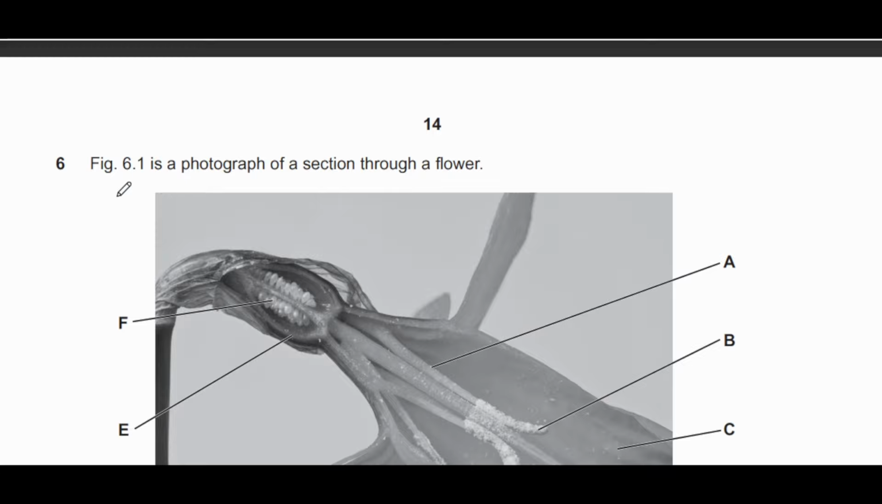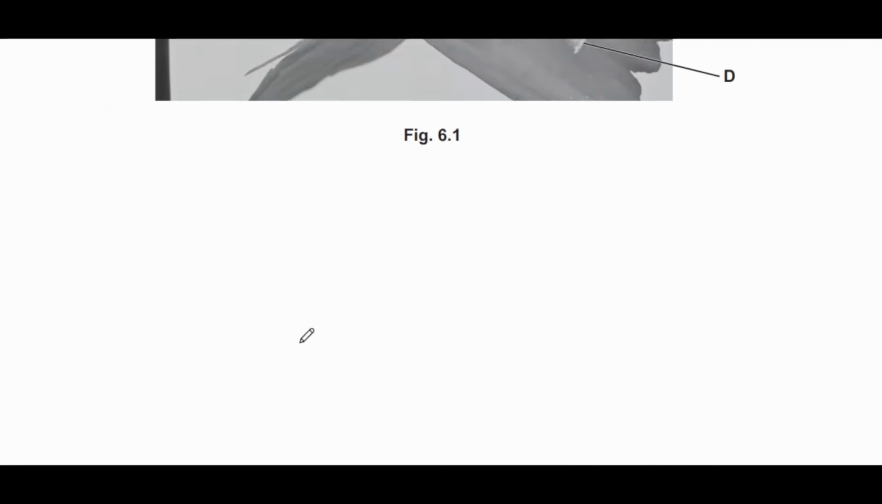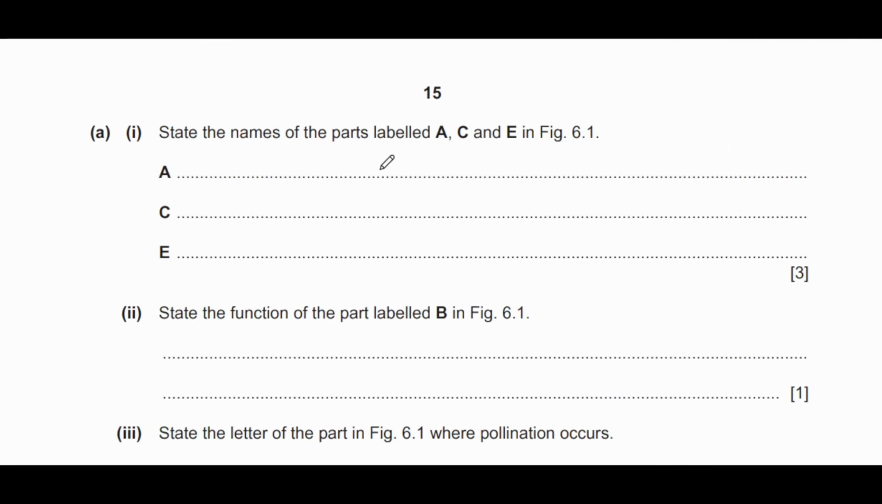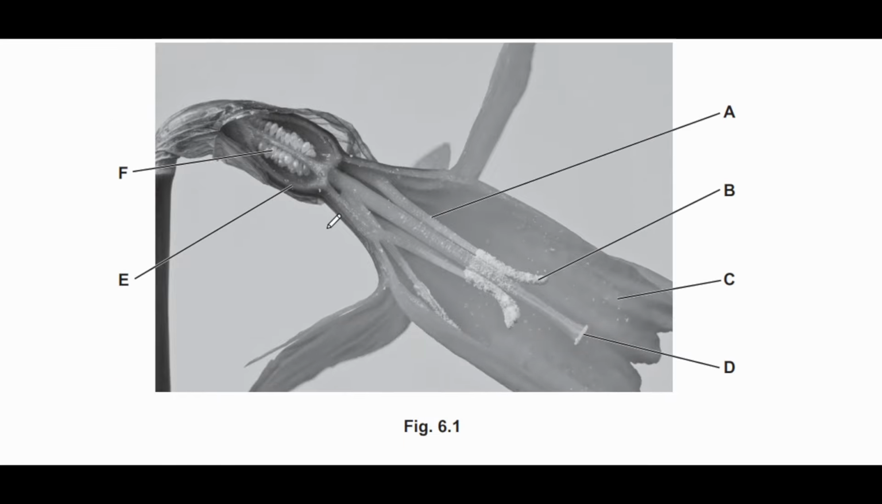Question 6. Figure 6.1 is a photograph of a section through a flower. Okay, so this is what a flower looks like, a cross section. So state the names of parts labeled A, C, and E. Okay, so let's just label everything. So A is a filament, right? Because you see the pollen on top here. B is the anther, right? So the anther produces pollen, and what holds up the anther is the filament. Okay. C is the petal, right? The flower petal. D is the stigma, where the pollen must fall onto for fertilization to occur.